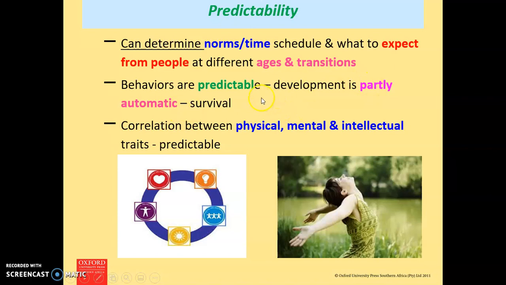That's for survival. Sometimes we do not have to learn, because learning takes time. The learning takes place automatically, so that's for our survival. There are also correlations between physical and mental intellectual traits with the increase of age. As age increases, physical development increases and the mental intellectual traits also increase. So we could predict that with the increase of age, all those developments in physical, mental and intellectual traits also develop.